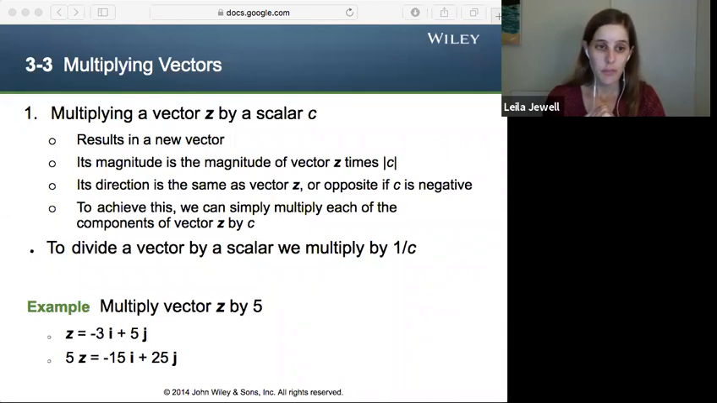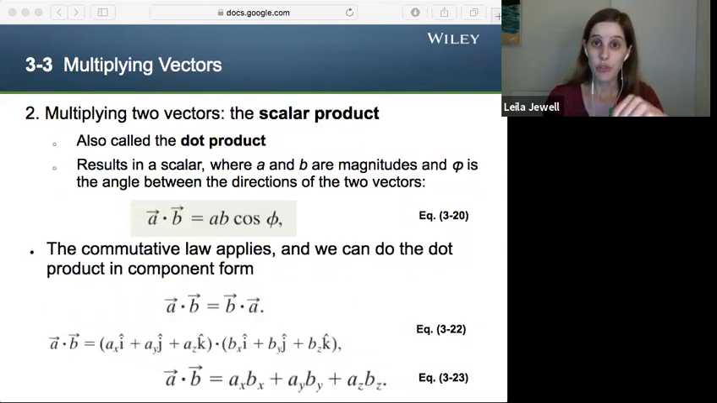Our second method is multiplying 2 vectors, and this is known as the scalar product, or it's also called the dot product. It's called the scalar product because it results in a scalar. It gives you a non-vector as a result, which is pretty interesting and fairly unique. A and B are magnitudes, and phi is the angle between the directions of the 2 vectors. So here's a way that we can calculate the dot product. This is a really handy equation.